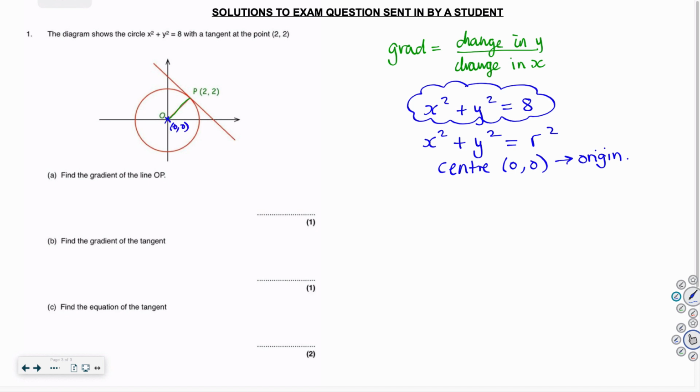So we can now see that on our line OP, we've got 2 points, so we're able to work out the gradient. The change in y is equal to, well, we've gone from 2 to 0, so that's 2 minus 0. And on the bottom, our change in x is also 2 minus 0. That's 2 over 2, which is 1. So the gradient of the line OP is 1.